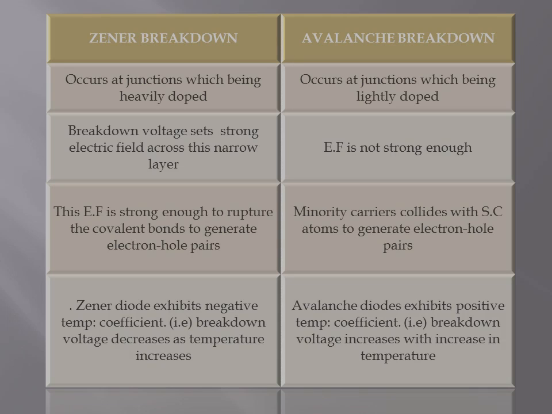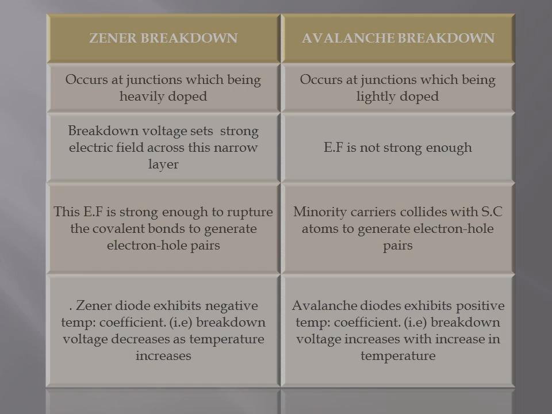As you see in the table, Zener breakdown happens when the material is heavily doped, while for avalanche breakdown it is enough to dope it lightly to reach the avalanche effect. The next point is the breakdown voltage, with such a strong electric field across this narrow layer.